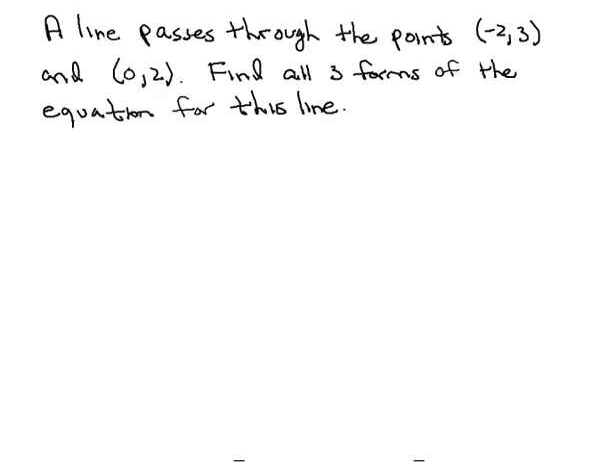Now this next example will give us practice representing the equation for a line using all three forms that we discussed. And our situation is that we have a line passing through the points -2, 3 and 0, 2. And so what we need to do first to find the equation for any line, of course, is to find its slope. So the slope in this case will be equal to, if we subtract the y coordinates, so I'm going to subtract it in this order, 3 minus 2, all over -2 minus 0.